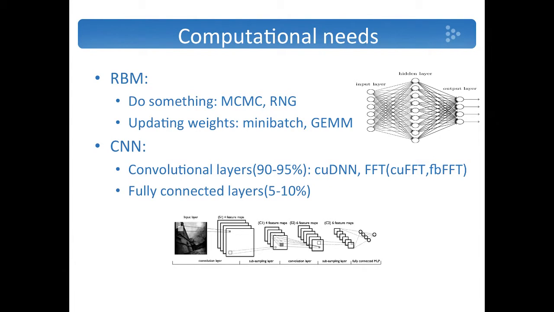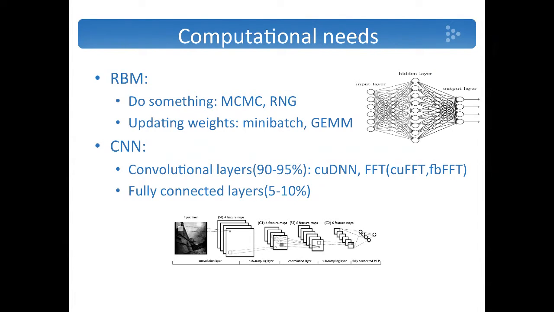It works very well, and it is quite suitable for modern hardware architecture, not only for GPUs but also for CPUs. People can update and compute the weights much faster if we use a large mini batch size. And that is the restricted Boltzmann machine. As we can see, we only need random number generation and general matrix multiplication.